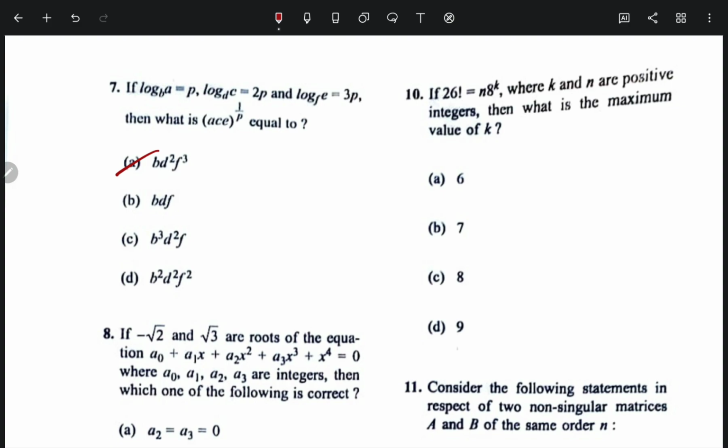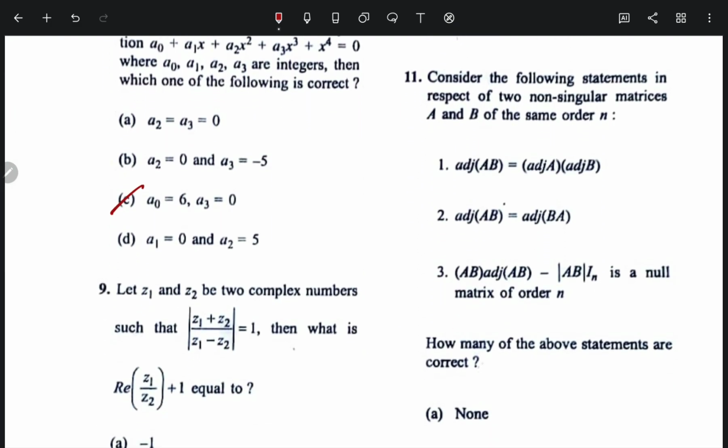26 factorial is equal to n into 8 power k. For this, inside 26 factorial, you have to check how many 2's are there in the prime factors. You calculate that, and you'll find it to be 2 power close to 18, so you'll get 8 power 6. That is, you'll get 2 power 18 plus some value, not enough to get to the other 2. So the answer would be 6.